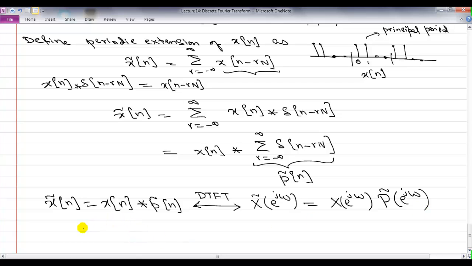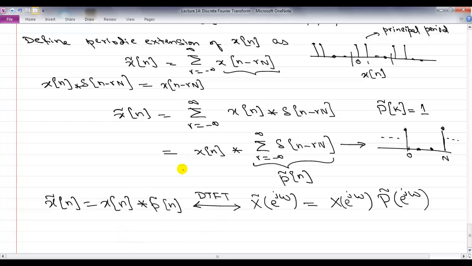Okay. Now, P tilde of e to the j omega, we did that exercise earlier. We computed the discrete Fourier series of p tilde of n. Okay. Remember, this thing is just a delta train, a delta every N samples, at 0, N, and so forth. And that was the example we did. So the Fourier series coefficients of that are all 1. So P tilde of k is all 1.